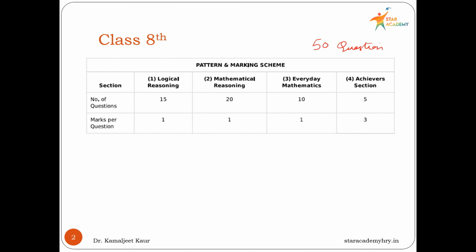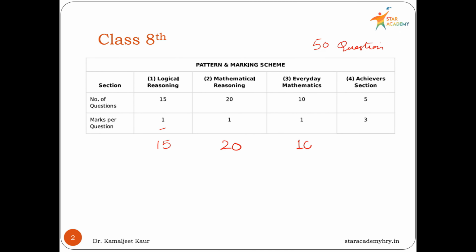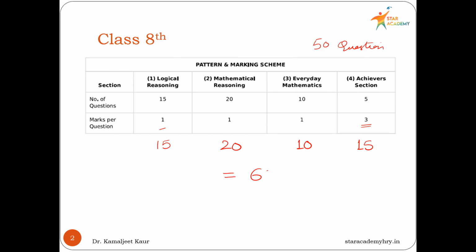So the first section is logical reasoning. Each question carries 1 mark. There are 15 questions, so this part carries 15 marks. Similarly, the mathematical reasoning part carries 20 marks. Everyday mathematics carries 10 marks. And the achievers section is assumed to be the most difficult section, and each question carries 3 marks. So this section is of 15 marks, which gives you a total of 60 marks.